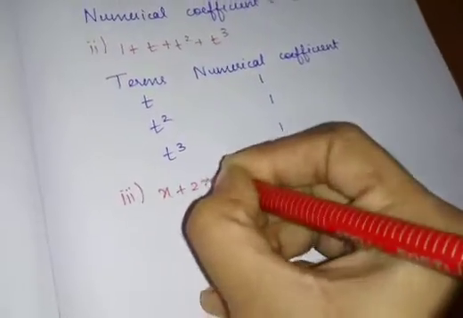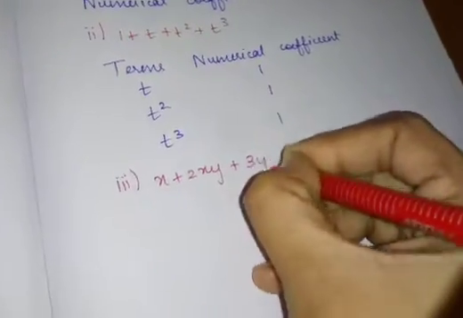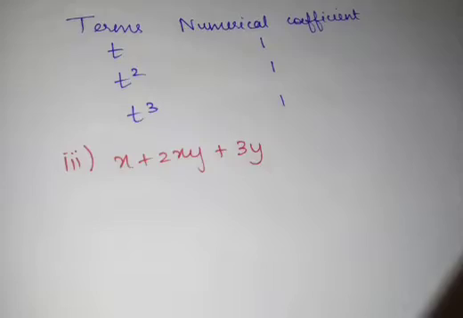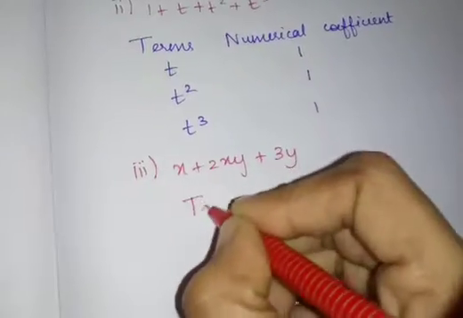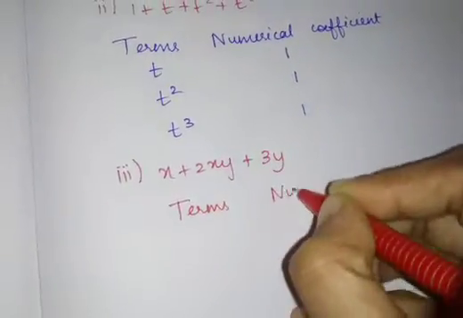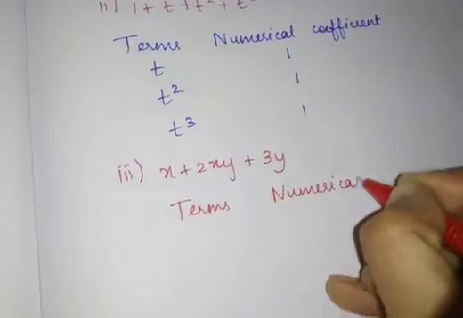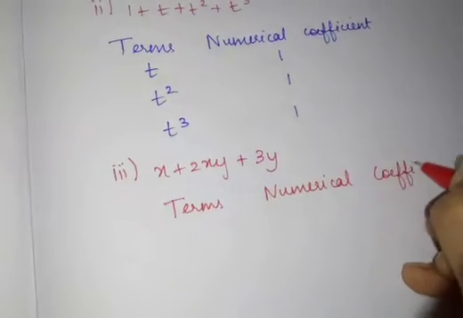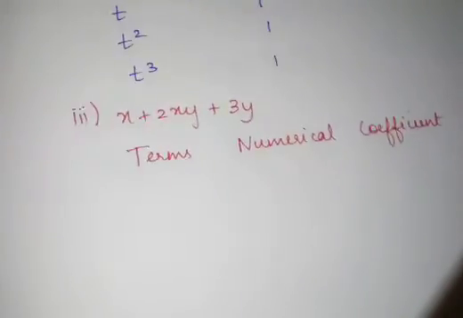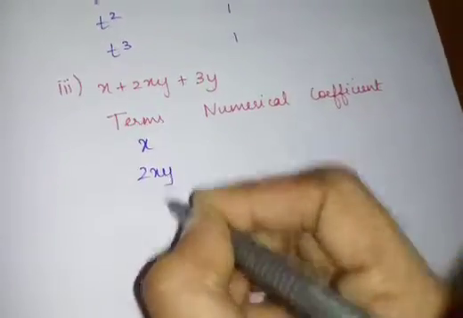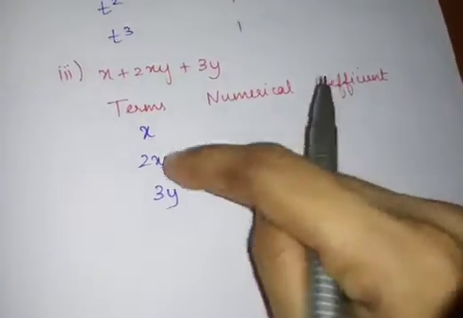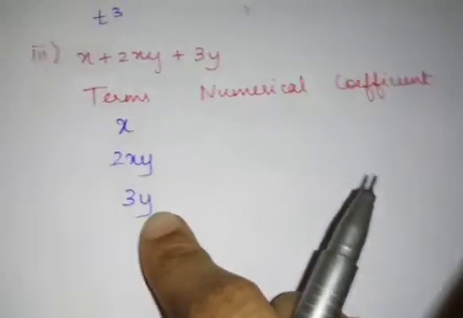X plus 2xy plus 3y. Okay. So what are the terms without constant? We are going to find the numerical coefficient for those terms. Okay, what are the terms without constants, children? X, 2xy, 3y, because all the three terms have the variable.